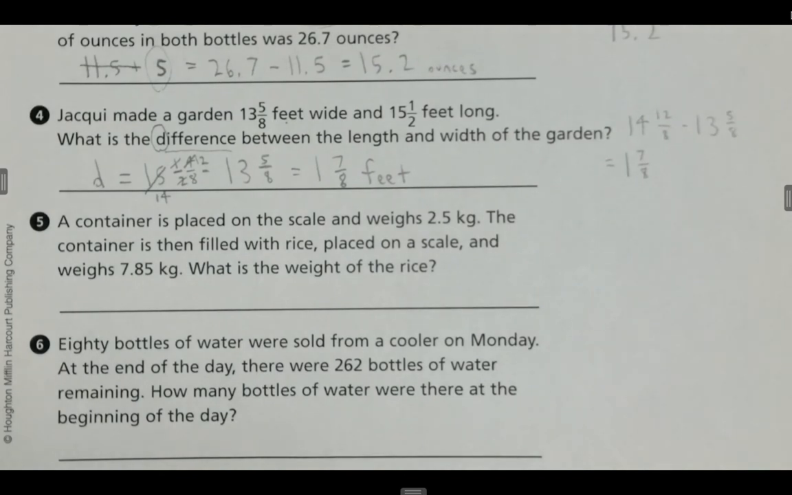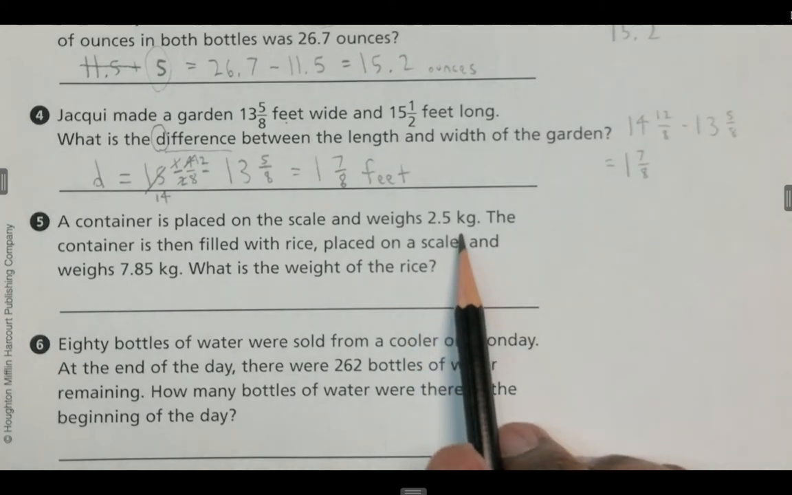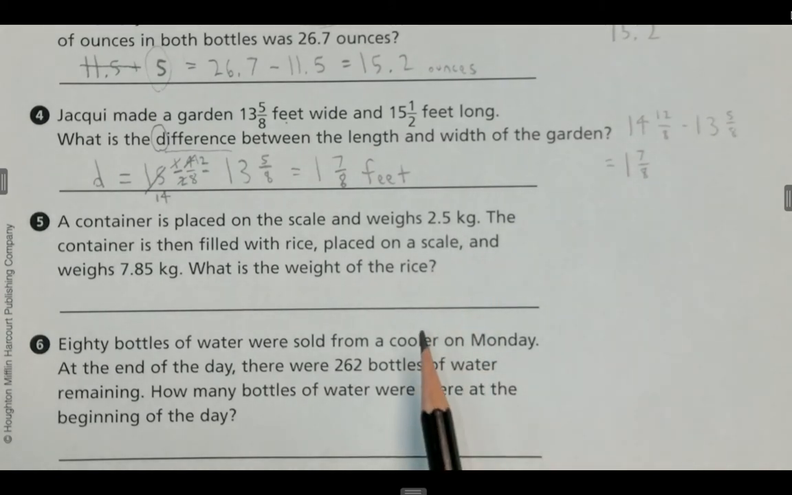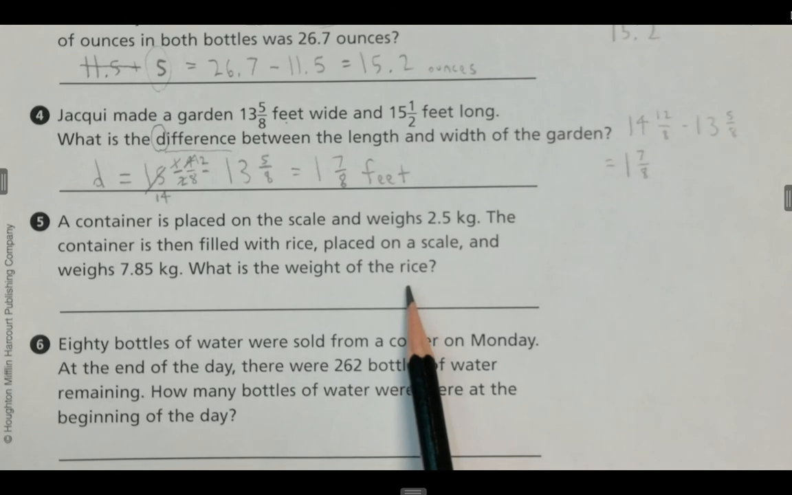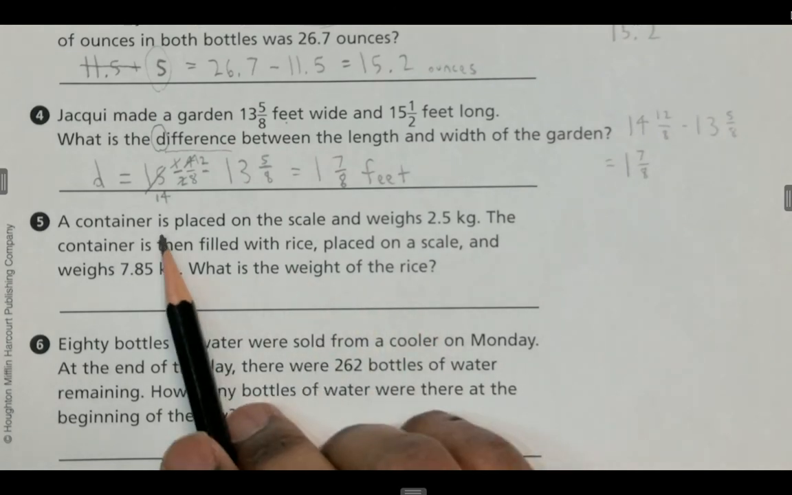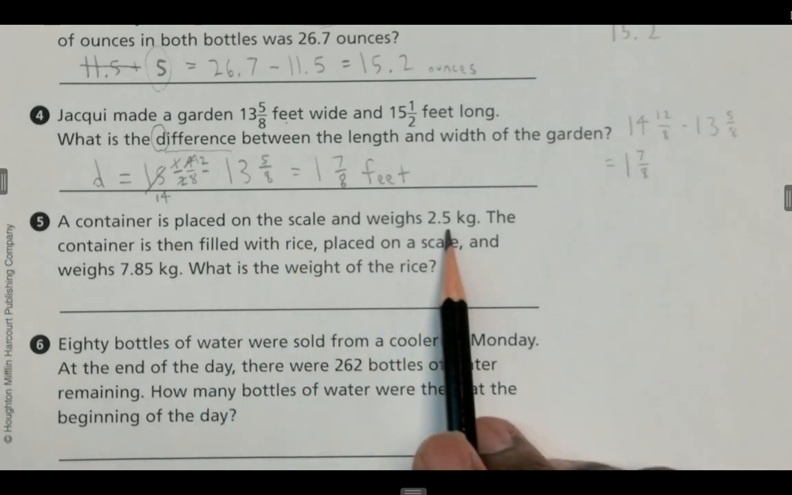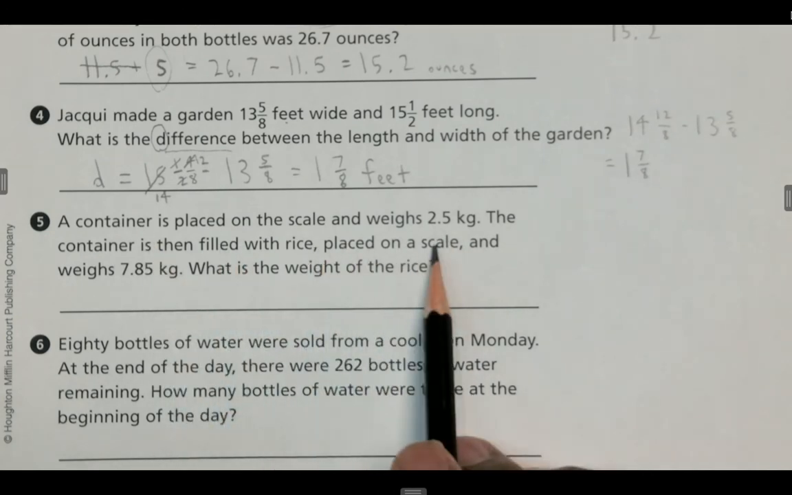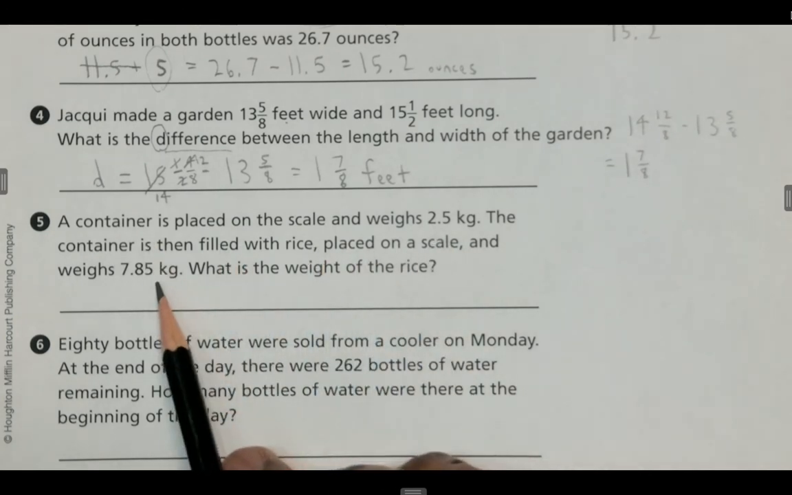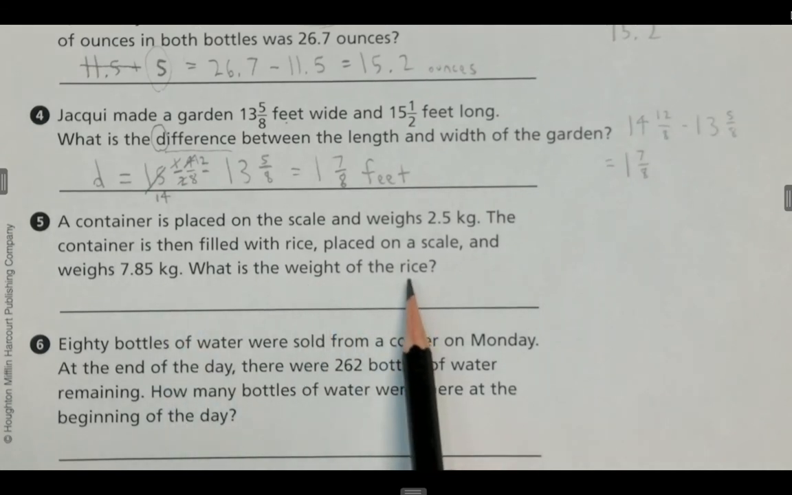Number 5, a container is placed on the scale and weighs 2 5/10 kilograms. The container is then filled with rice, placed on a scale, and weighs 7 85/100 kilograms. What is the weight of the rice? Okay, so the empty container, when you put it on the scale, weighs this amount. The container now that's filled with rice, placed on the same scale, weighs this amount. We're trying to isolate or identify what is the weight of the rice.